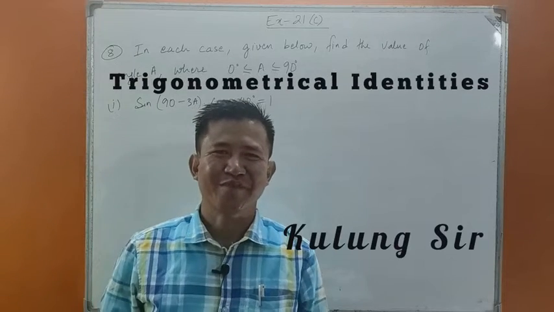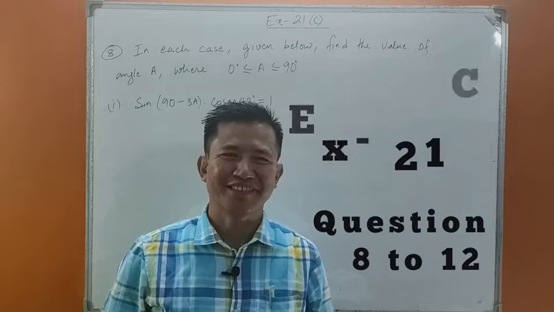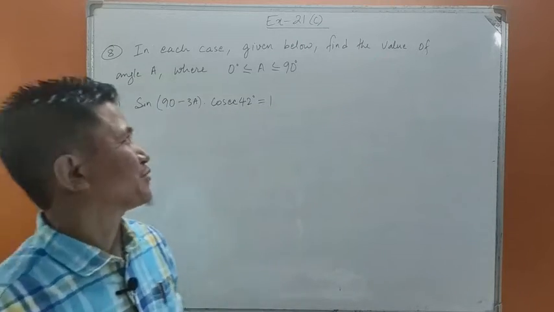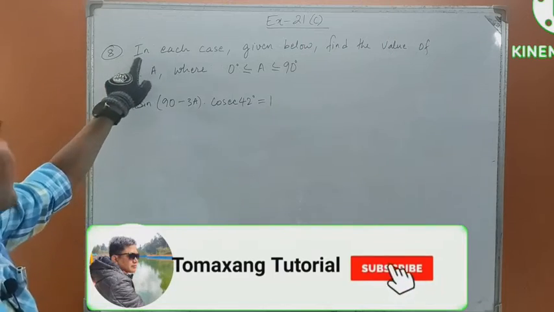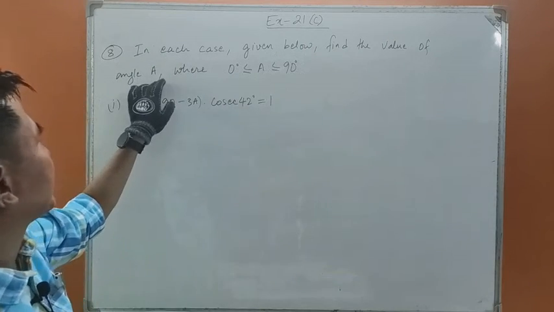Hello students, welcome back. In our previous video we completed till question number 7, isn't it? So today we'll start from question number 8 onward. Okay, let's begin. Question number 8: in each case given below, find the value of angle A.